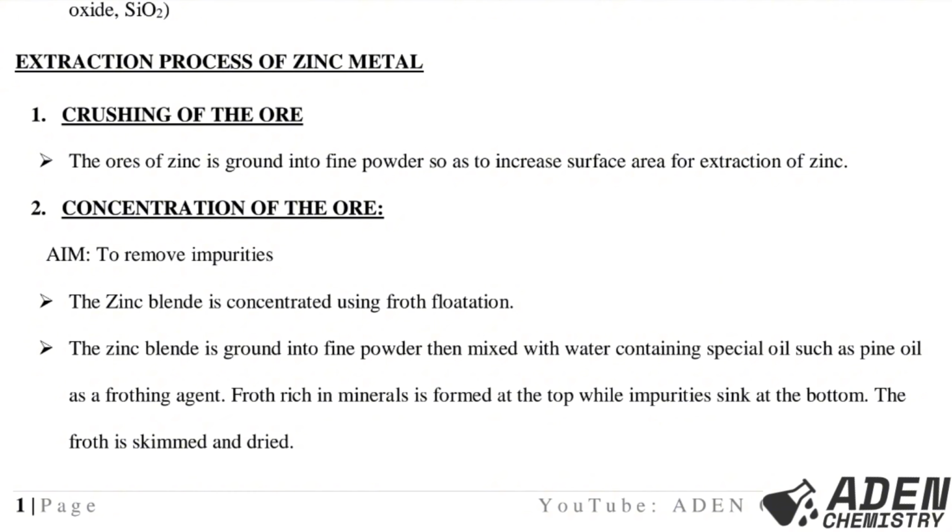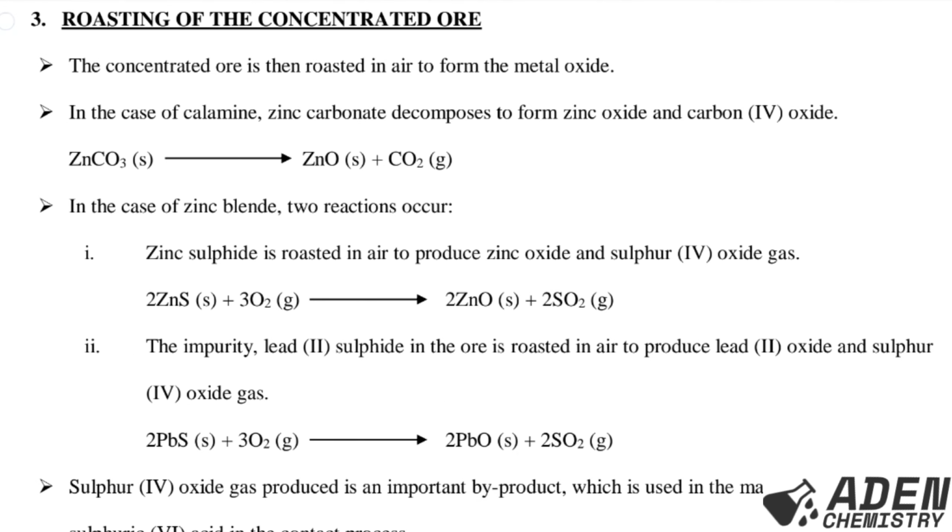So how? The zinc blende is ground into fine powder, then mixed with water containing a special oil such as pine oil as a frothing agent. Froth, rich in minerals, is formed at the top, while impurities sink at the bottom. The froth is skimmed and dried. Number 3 is the roasting of the concentrated ore. The concentrated ore is then roasted in air to form the metal oxide.